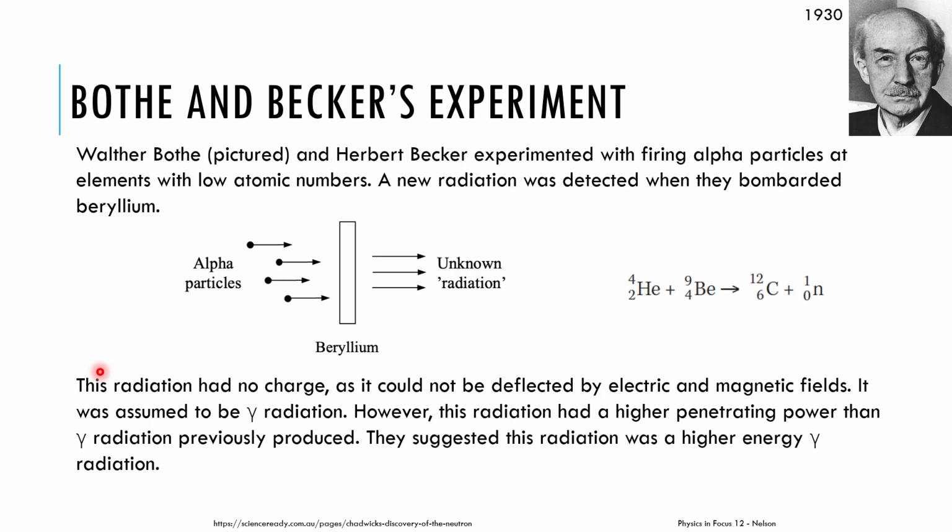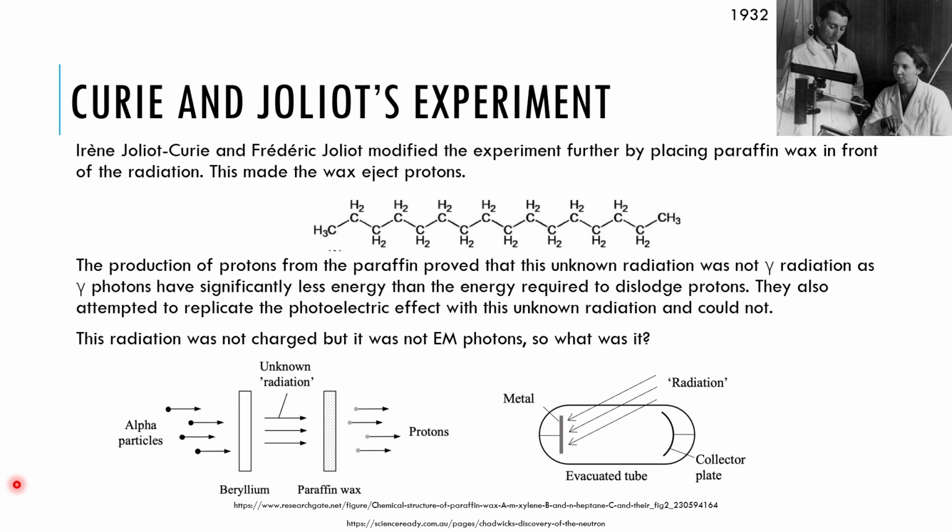This was an issue though too, because this unknown radiation had a much higher penetrating power than gamma radiation which had been produced in other nuclear reactions, suggesting maybe that this was a higher energy gamma radiation. At least that's what their conclusion was. Working on trying to identify this radiation, Curie and Joliot modified the experiment and added to it by seeing how the radiation would interact with paraffin wax.